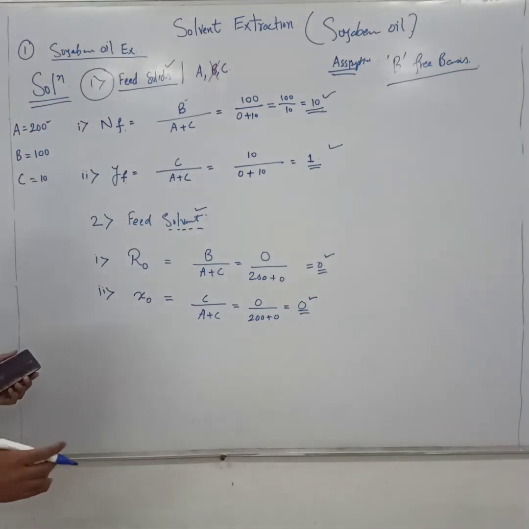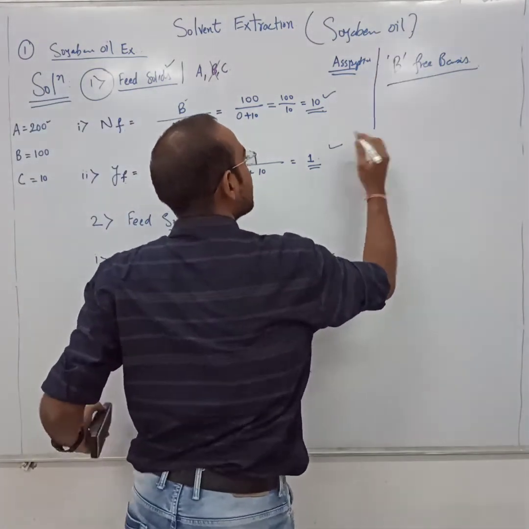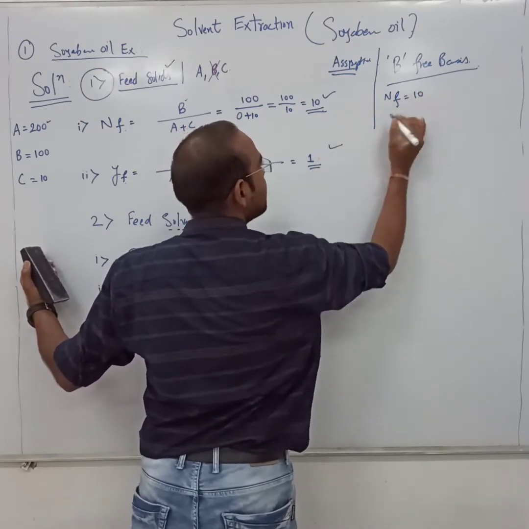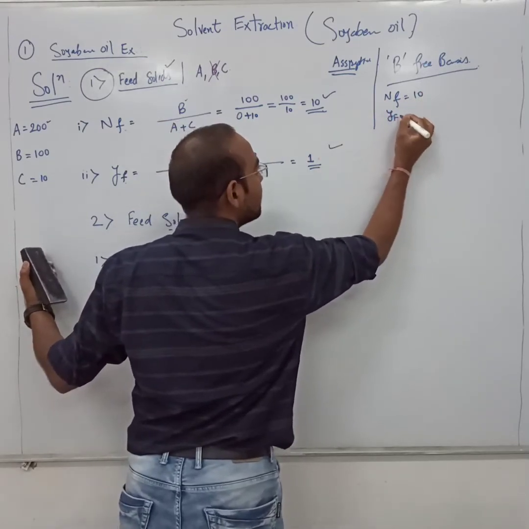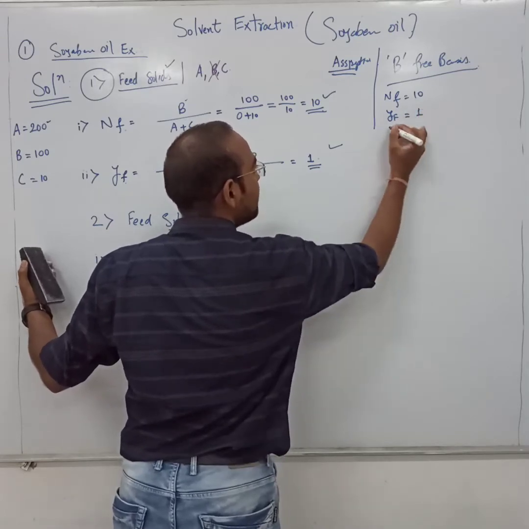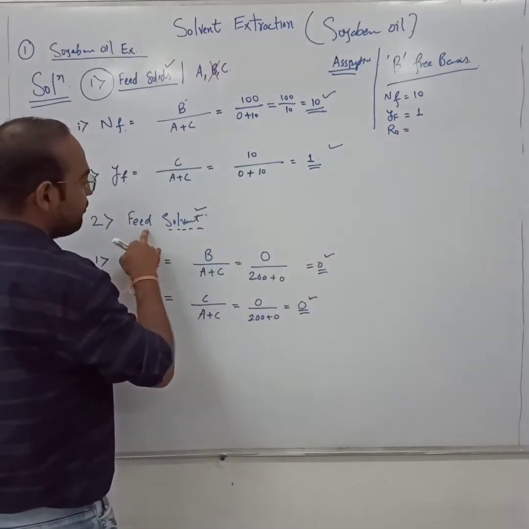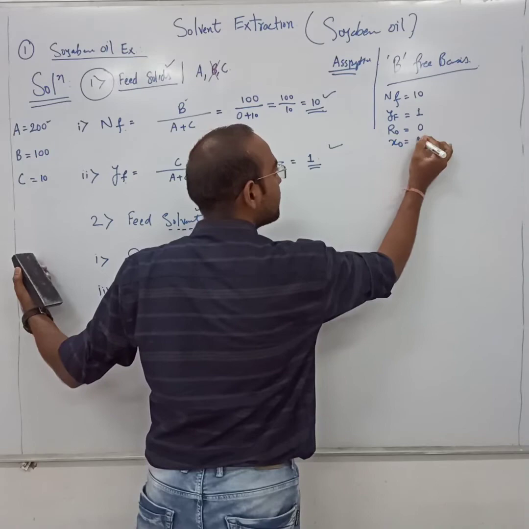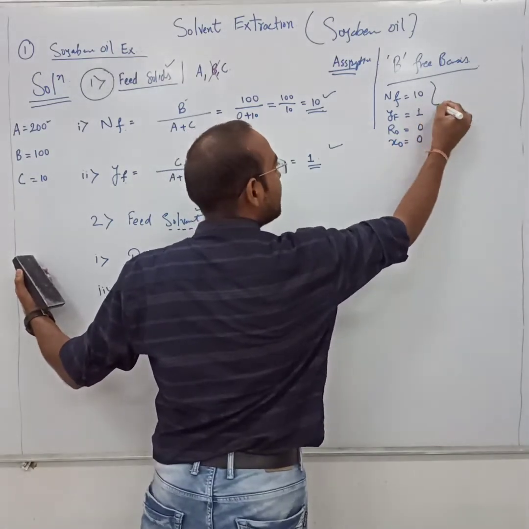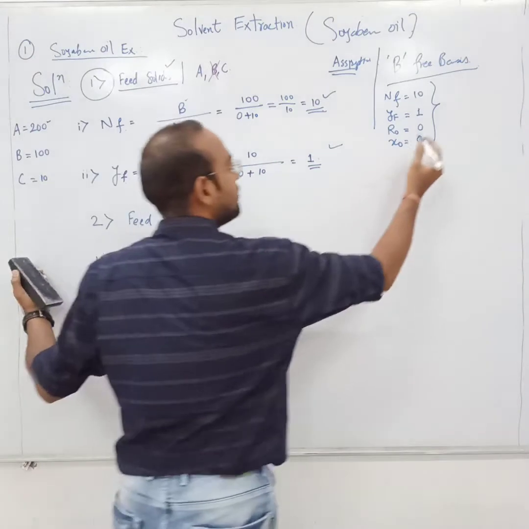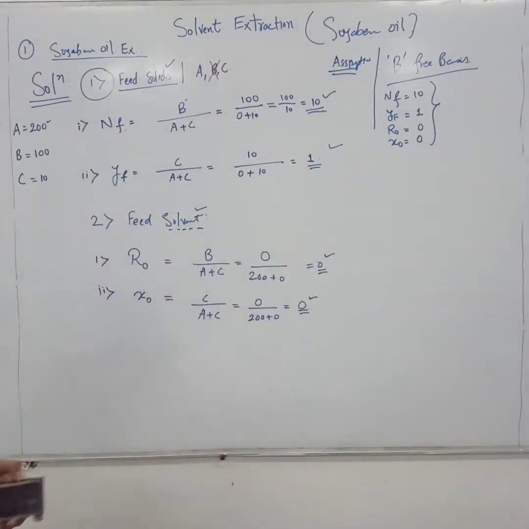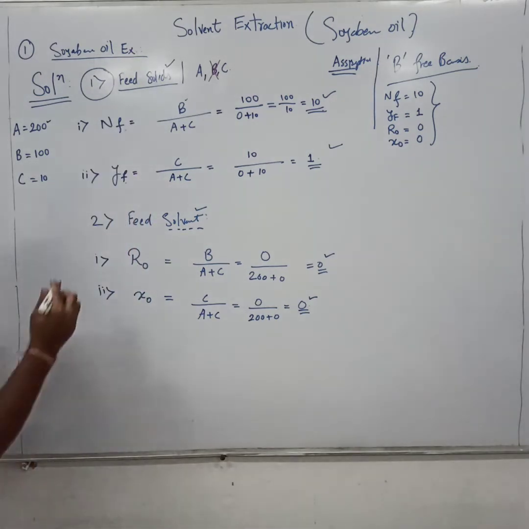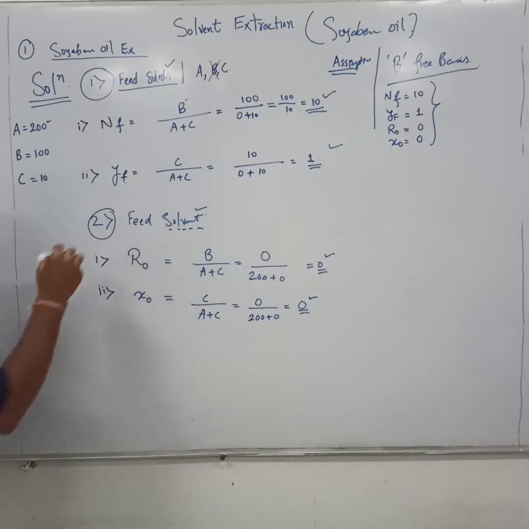So what are the various values we are getting? From feed solids we are getting NF as 10. Second, we are getting YF as 1. Next we are getting RO. From feed solvent we are getting RO as 0. Next we are getting XO, again from feed solvent, that is 0. So we have these 4 different values with us. This is all about the first 2 parts of your numerical, that is feed solid and feed solvent is over now.